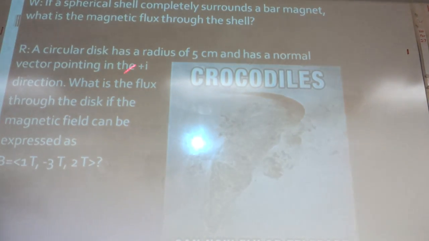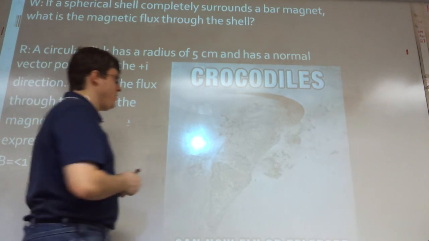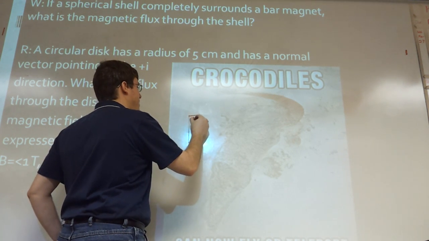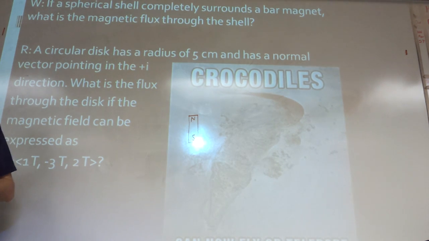Let's start. If a spherical shell completely surrounds a bar magnet, what is the magnetic flux through the shell? Well, maybe one of the first things I should do is draw the magnetic field lines from a bar magnet. Bar magnet looks like this, north on the top, south on the bottom.